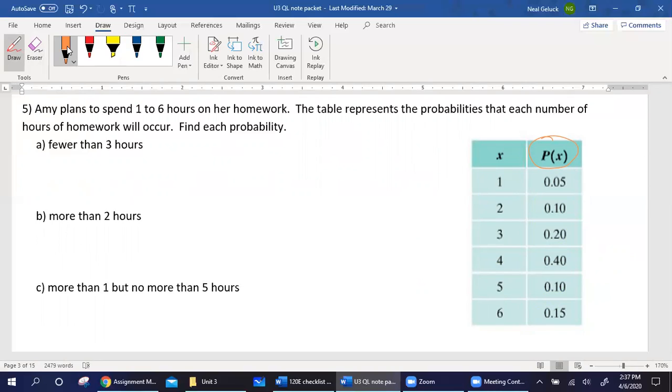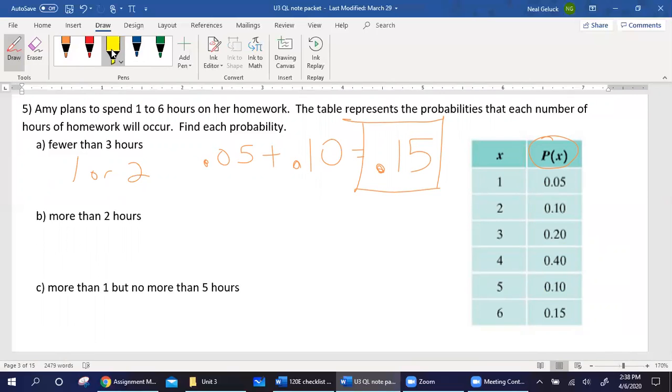The chances of spending fewer than 3 hours, that would mean either spending 1 or 2 hours. Remember that or means I add this. I'm going to add the probability of 1 hour, which is 0.05, and the probability of 2 hours, which is 0.10, which gives me 0.15. There's no dividing or anything because, again, the probabilities have already been calculated individually for me. So she has about a 15% chance of spending fewer than 3 hours. So basically I just said, all right, add those probabilities together.